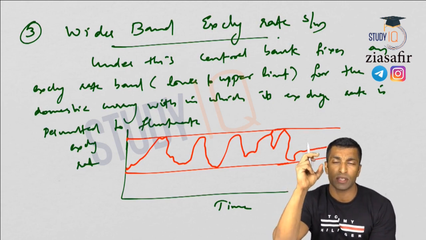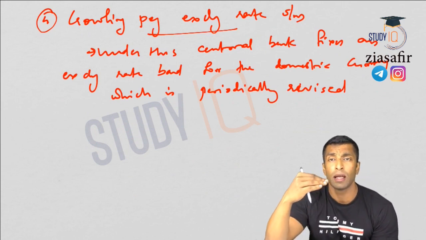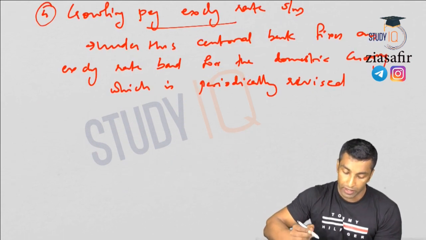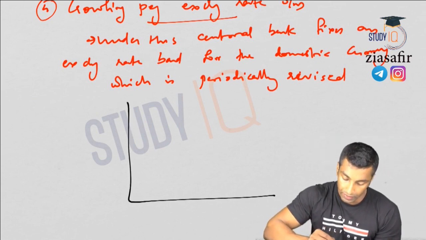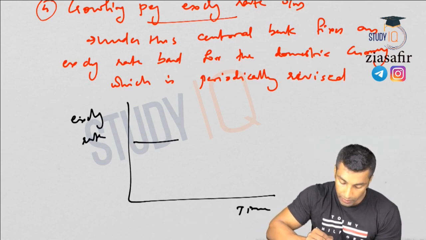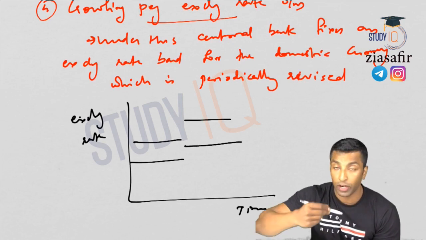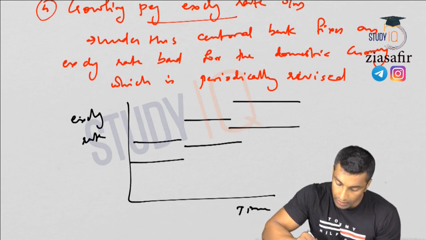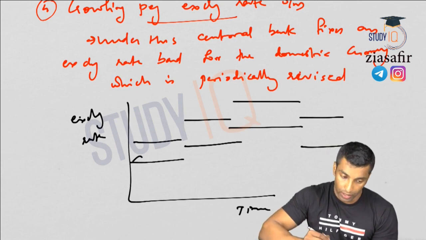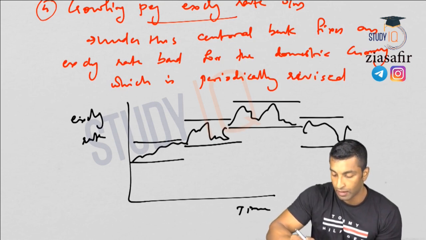There they are fixing a band which has an upper and lower limit. Here also they are fixing the band with upper and lower limit, but what actually happens is it will be revised periodically. So it is not like this is fixed here. Let's take this one. Here it is time and here it is exchange rate. So it will be like this for some time, then it will revise like this. Now it may fluctuate in between, or after that it may revise like this, and then it may come back like this. So in between they will fluctuate like this.